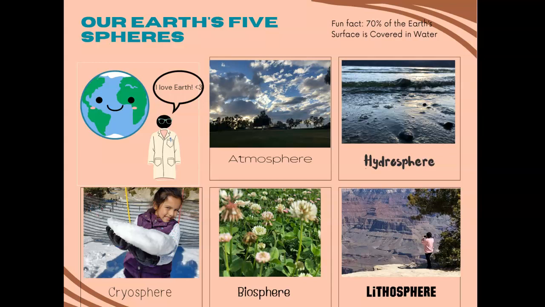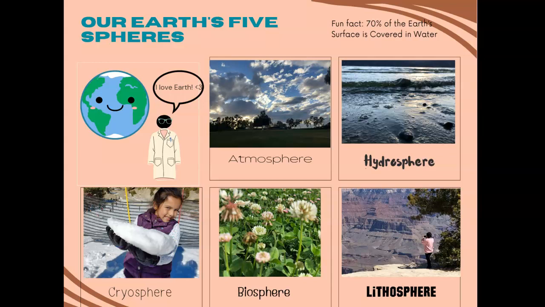We do love Earth. A little fun fact is that 70% of the Earth's surface is covered in water, which is pretty insane if you think about it, because imagine how much the ocean is and other life forms. It's pretty interesting. So our first sphere is the atmosphere.